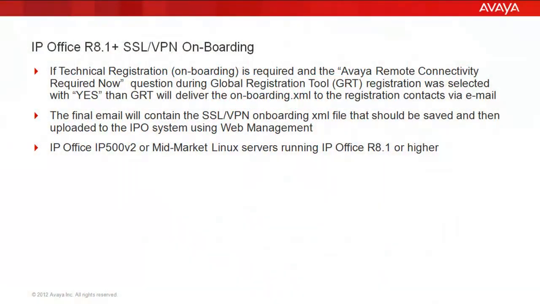Before we get started, first a few notables. If technical registration, otherwise known as onboarding, back to Avaya is required, the global registration tool will send the onboarding XML file to the registration context via email. This is triggered from an important question during registration: if the "Avaya remote connectivity required now" question is answered yes, then the final email received from the global registration tool will contain the SSL VPN onboarding file, which can be uploaded into the IP Office system, either an IP 500 V2 or the mid-market Linux servers running release 8.1 or greater.